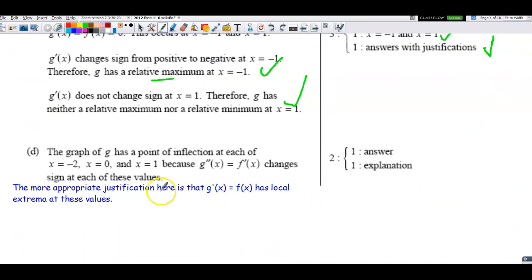The graph of g has points of inflection, that's the ones we just talked about, because, and I would say, f has local extrema at these values. Now they use the second derivative to justify, but the more appropriate justification here is to say that g prime of x equal f of x has local extrema, or changes from increase to decrease or decrease to increase at these values. 1 point for the answer, 1 point for the explanation.